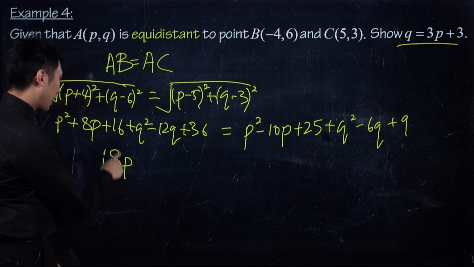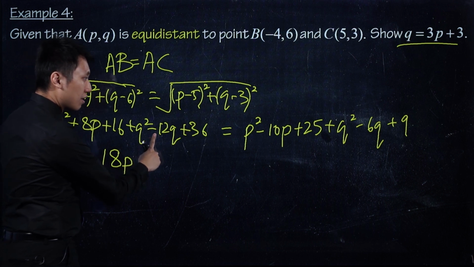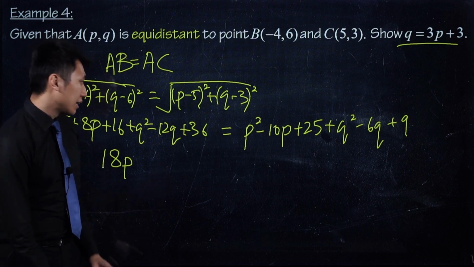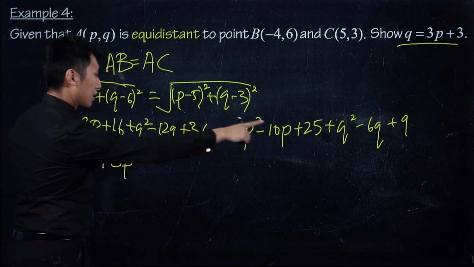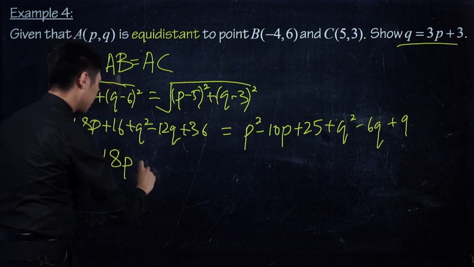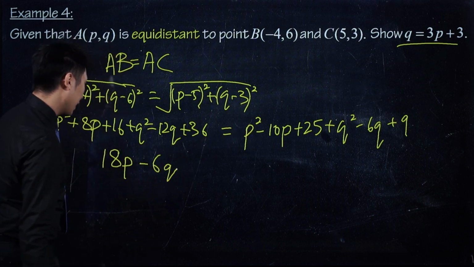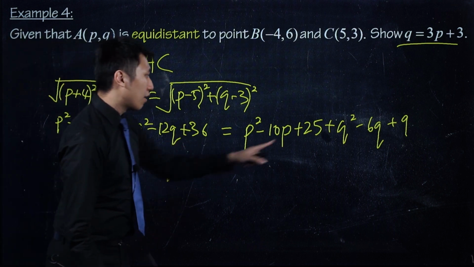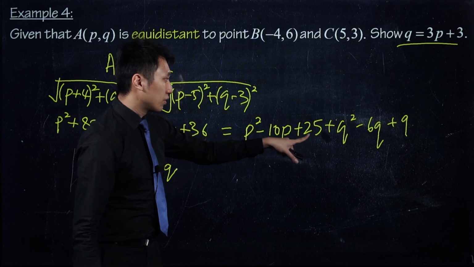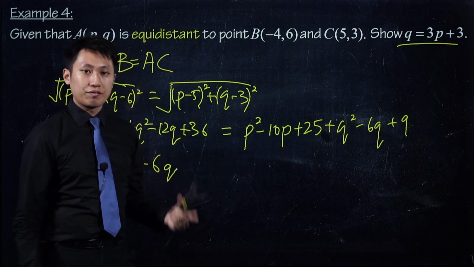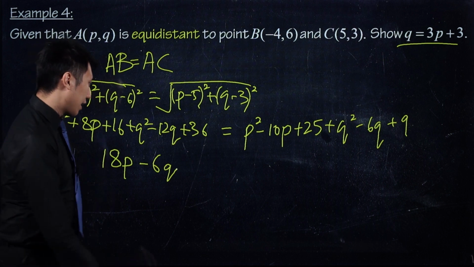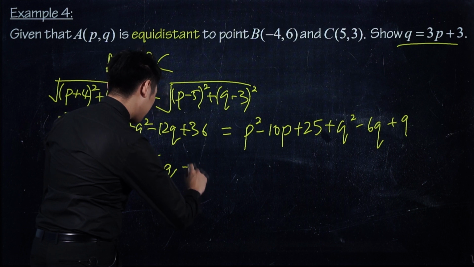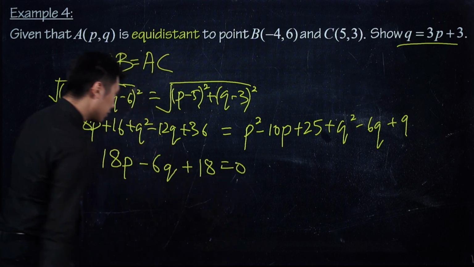Next I have minus 12q, minus 12q, and here you add it here. So minus 12, then plus 6, so it's minus 6q. 16, 36, it gives you 52. 52 on the other side gives you 34. 52 minus 34 gives you 18. So plus 18 equals 0.